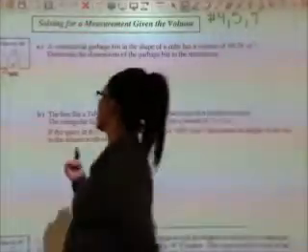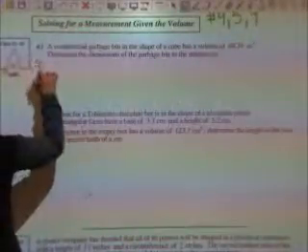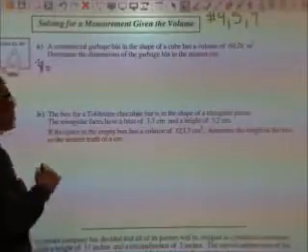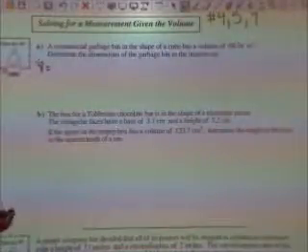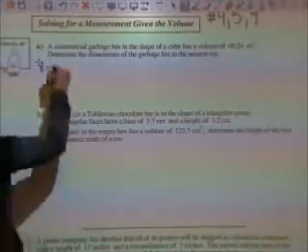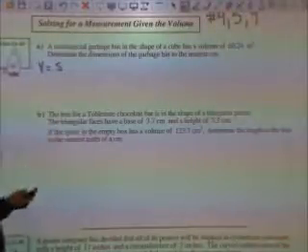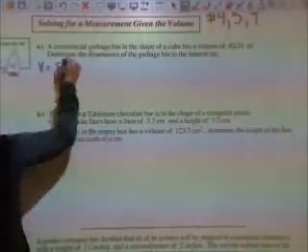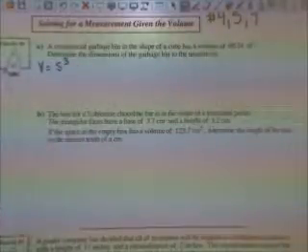So a commercial garbage bin is in the shape of a cube and it has a volume of 60.24 cubic meters. Determine the dimensions of the garbage bin to the nearest centimeter. Well, the thing to remember with a cube is the length, the width, and the height are all the same unit. So when I'm calculating the volume, it's taking that side and multiplying it by itself 3 times. So raising it to the power of 3.